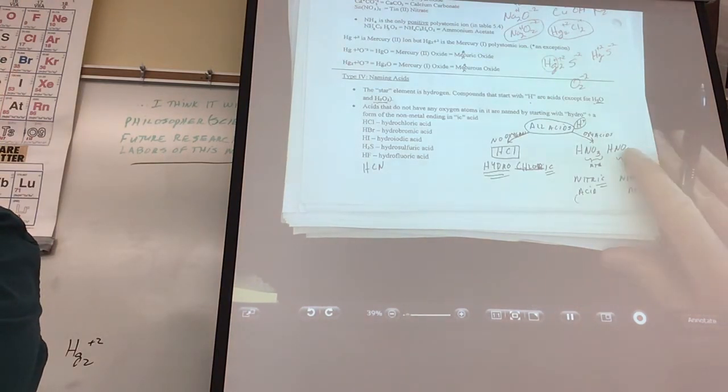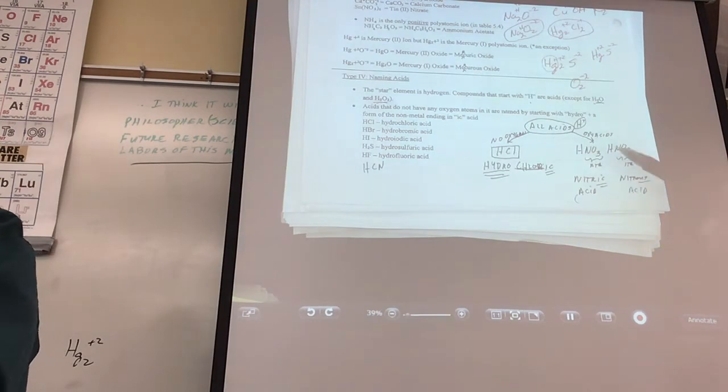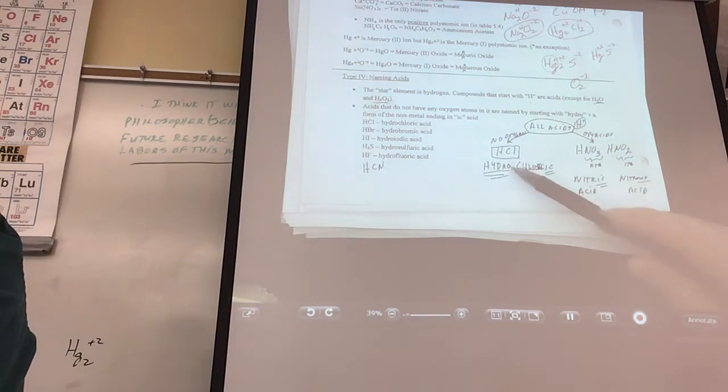But you know what? You can fix that. So let's go over here. Here are my two examples for oxyacids. They both have oxygen. They both start with hydrogen. They are acids. So watch. The key is, what is the name of the polyatomic ion? If the polyatomic ion ends in ate, then it becomes the ic acid. There's no hydro. Hydro is only used right there. You get that? So this is simply nitric acid.